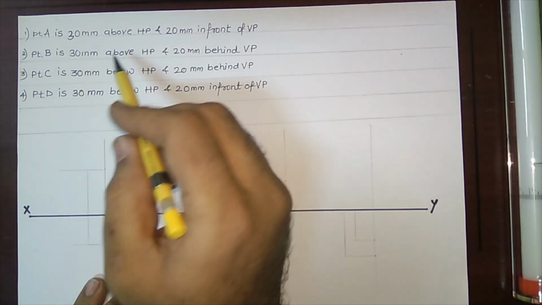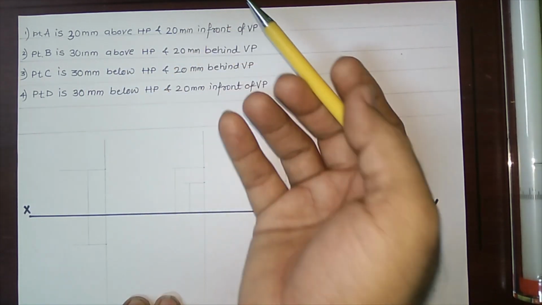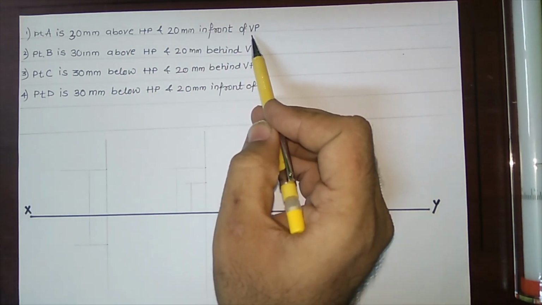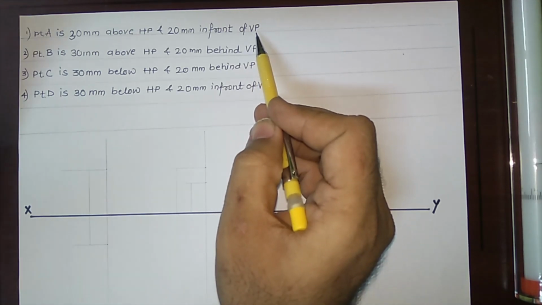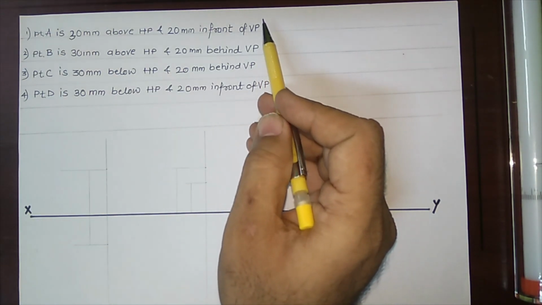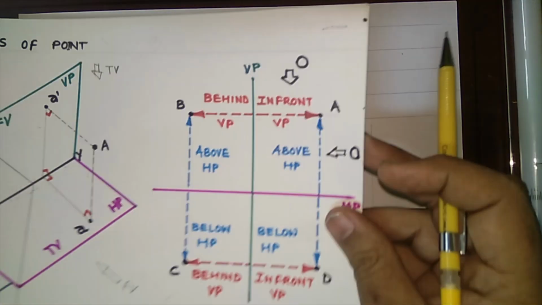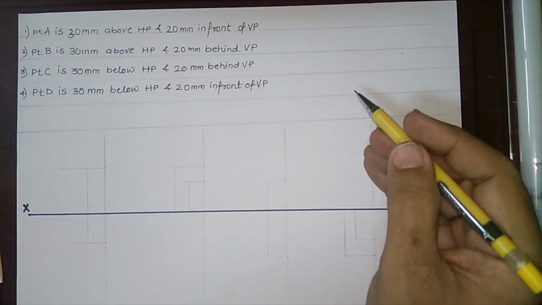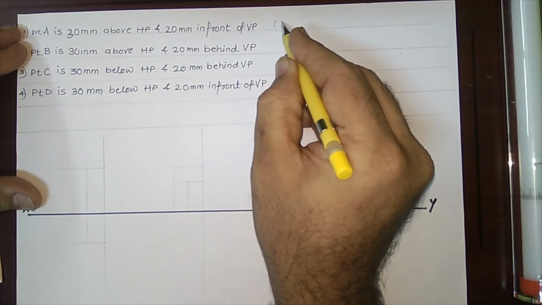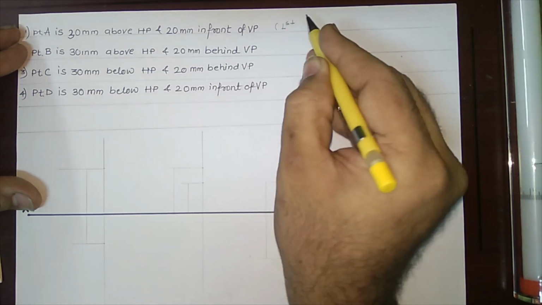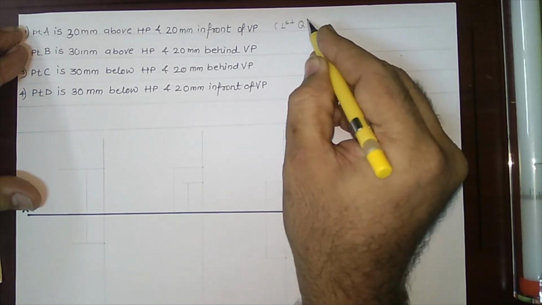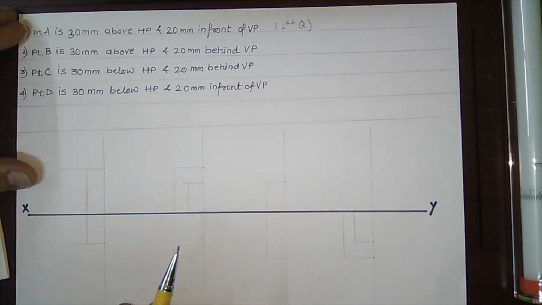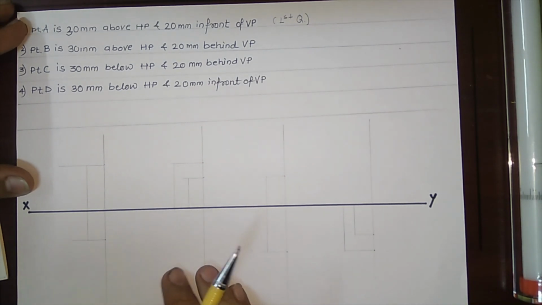Now the first thing that I must know from this information is, in which quadrant is the point? The point is above HP, in front of VP. So you must always remember this particular diagram: the point is above HP and in front of VP. How to represent it? Above HP, in front of VP, which quadrant? First quadrant. So I simply say that this point appears in first quadrant.